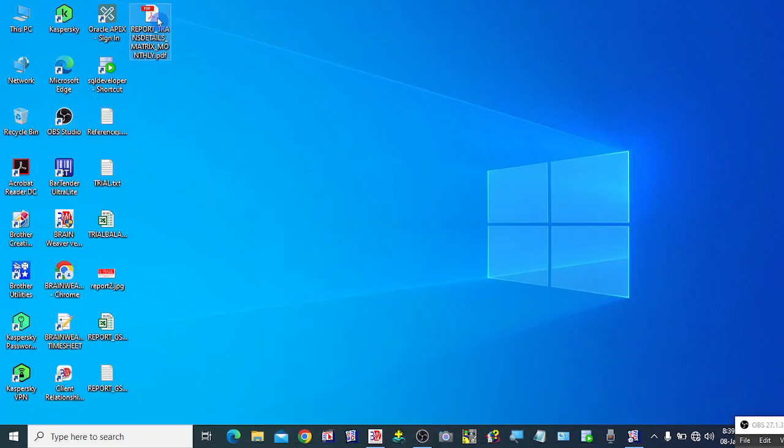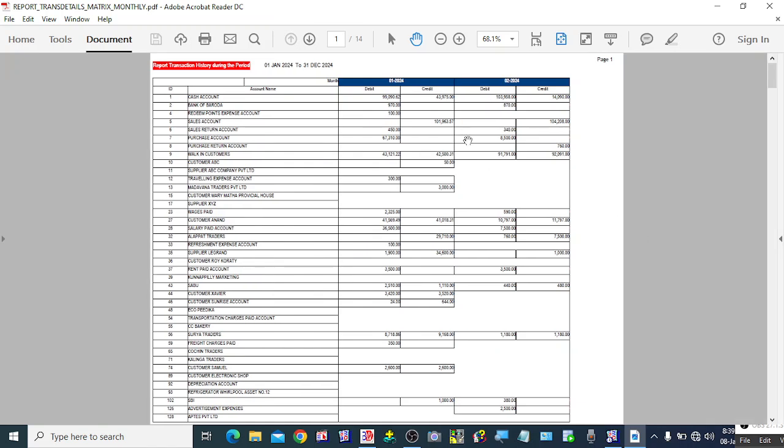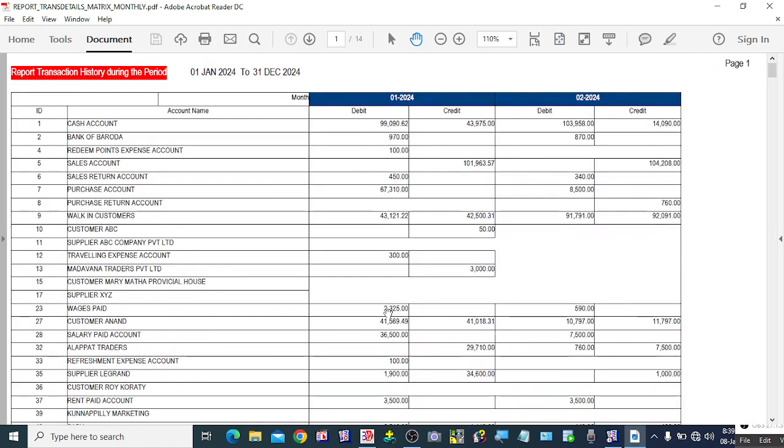Let us open that PDF file. So this will be more readable.